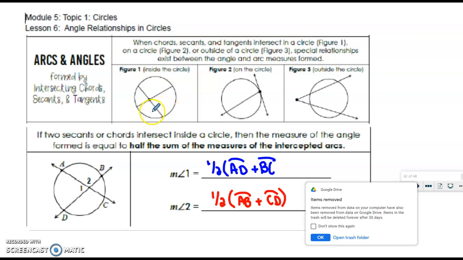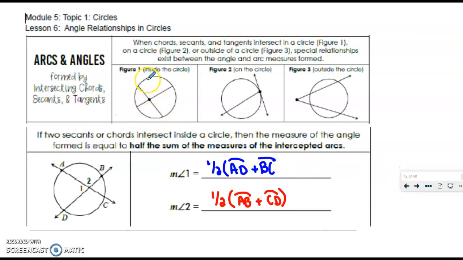Alright guys, so in this lesson we're going to be looking at different angle relationships that exist in circles. There are three different ways that I can have segments or lines intersect in a circle. In this case, I have two chords that are intersecting at a specific point. In this case, I have a tangent and a secant intersecting each other. And then in this case, I have two secants that intersect each other.